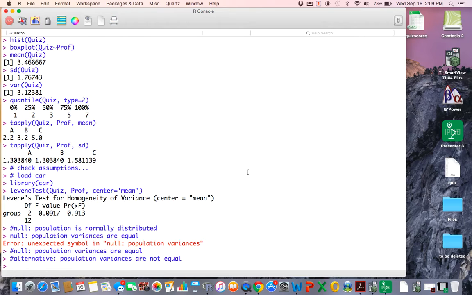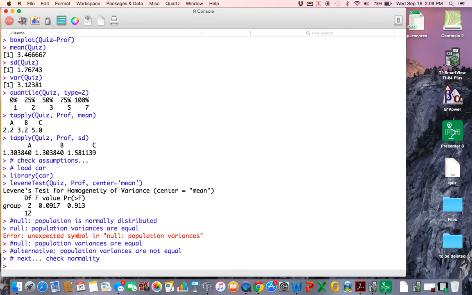Next thing I'd want to do is check normality. And the first thing I would want to do is just check normality for the quiz scores. Not necessarily look at these things over professor and get into the multivariate normality test, but just check normality for quiz scores as a whole. Now, gang, to be able to do that, we need what's called a Shapiro-Wilk.